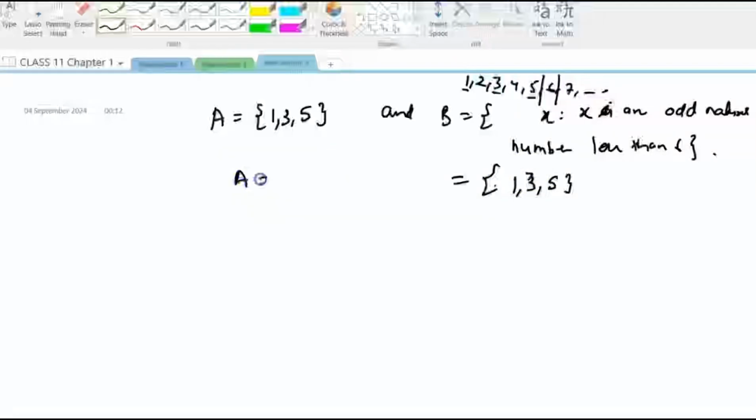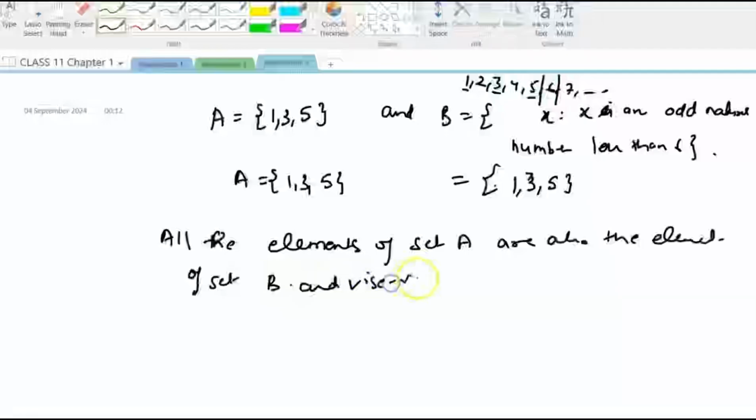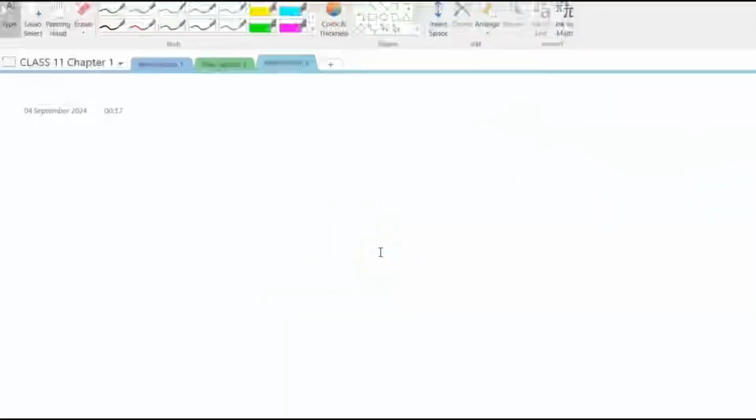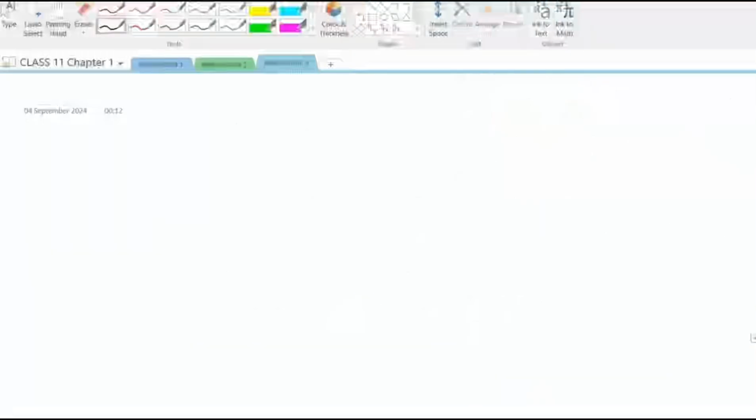If we look carefully, all the elements of set A are also the elements of set B, and vice versa. So A is a subset of B and B is a subset of A, which implies that A is equal to B. Now, let's see one more example.